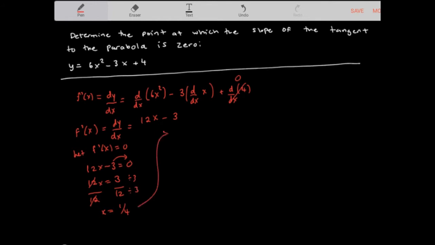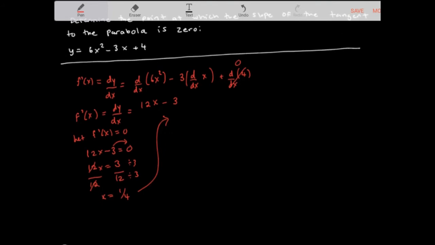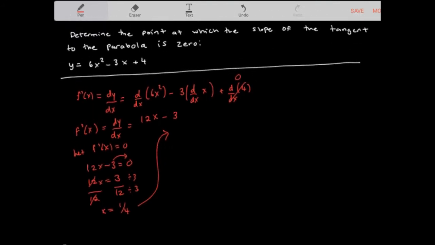Now that you have x equal to 1/4, you want to find the point. Well, we know that we have the x value of the point. To find the y value of the point, you need to plug it into your original function. So I'm going to do f of 1/4 in my original function. f of x is equal to 6x squared minus 3x plus 4. f of 1/4 here is 6 times 1/4 squared minus 3 times 1/4 plus 4.